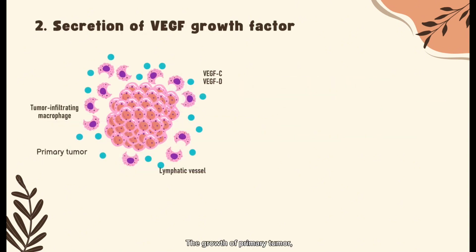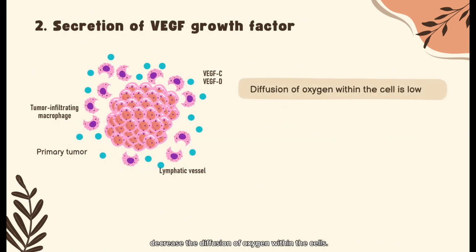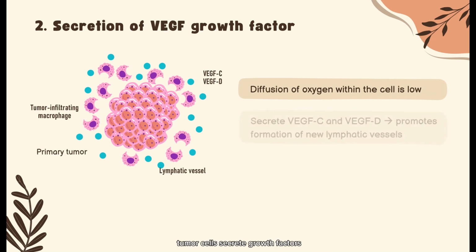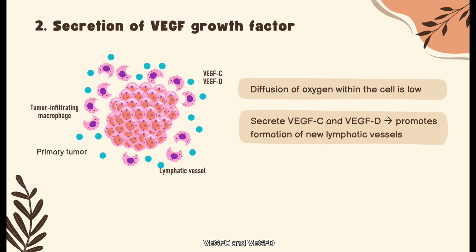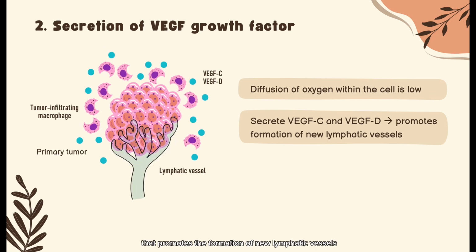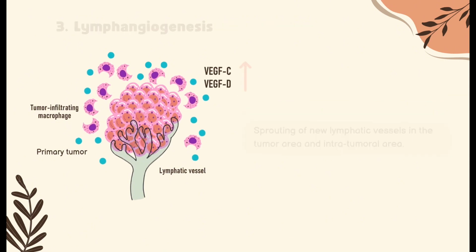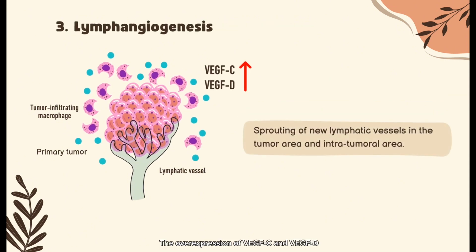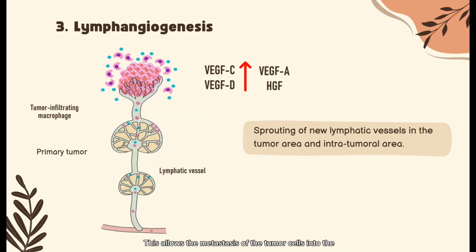The growth of the primary tumor decreases the diffusion of oxygen within the cells. To obtain the nutrients and oxygen for their survival, tumor cells secrete growth factors VEGFC and VEGFD that promote the formation of new lymphatic vessels into the peri- and intratumoral areas. The overexpression of VEGFC and VEGFD, and sometimes VEGF and HGF, hepatocyte growth factor, stimulates the sprouting of new lymphatic vessels in the tumor area. This allows the metastasis of the tumor cells into the lymph nodes, and lastly, into the targeted region.